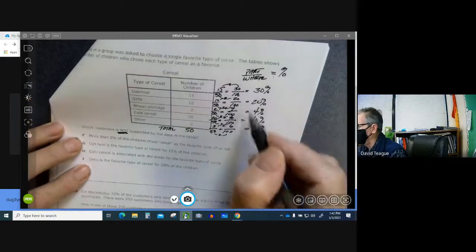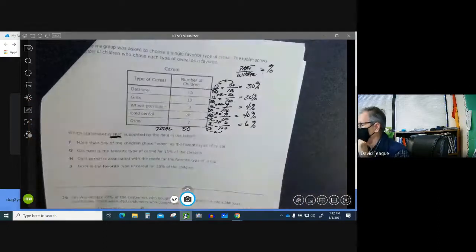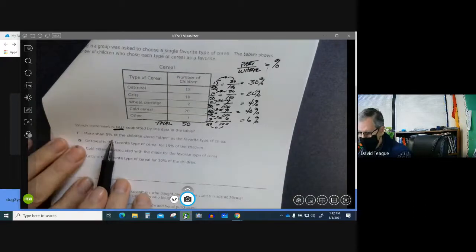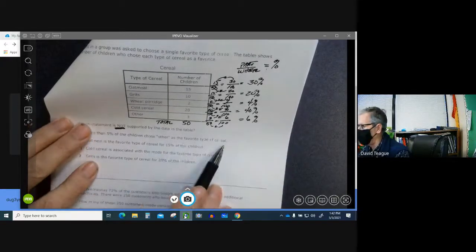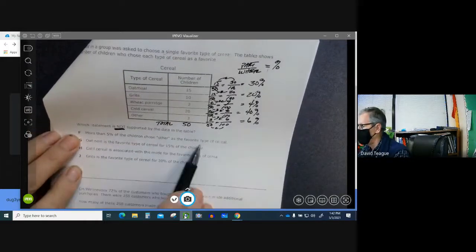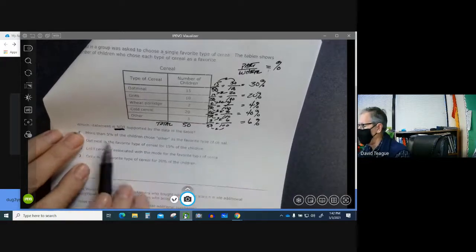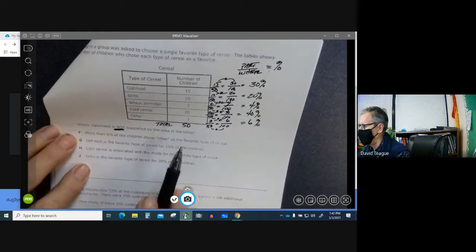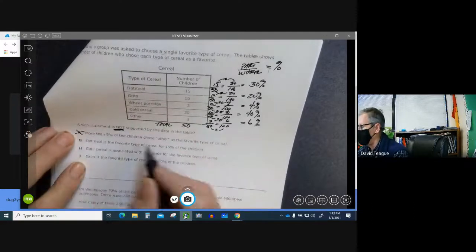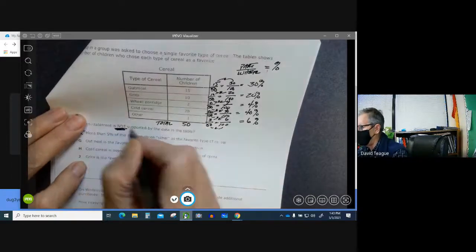So now that I have my percentages, I'm going to look at these statements and find the one that is not supported by data. So you're like thinking backwards. It's not like you're trying to find the right answer. You're trying to find the wrong answer, right? So F says more than 5% of the children chose other as a favorite type of cereal. So here's other. It's 6%. More than 5. So this is true, right? This is supported by the data. It was more than 5%, but that's not my answer. That's what I'm not looking for, right? Because that is supported. I want to find something that's not supported.